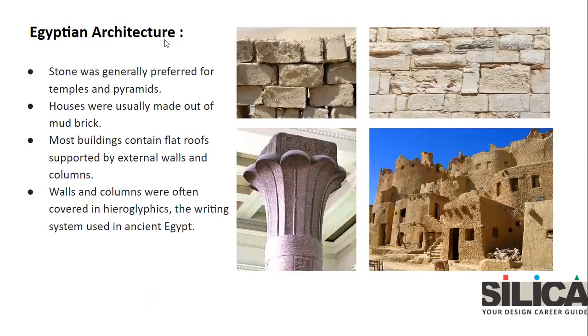Again, as a building material, stone was generally preferred for the temples and pyramids. Houses were usually made out of mud bricks, which we can observe. Most buildings had flat roofs supported by external walls and columns. Walls and columns were often covered in the writing system used in ancient Egypt.